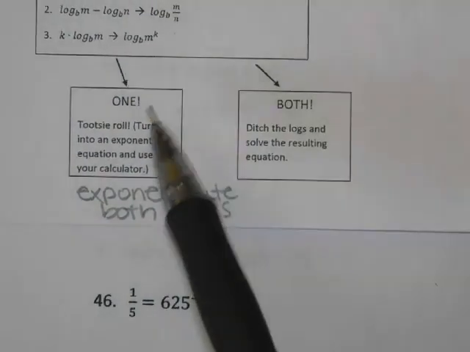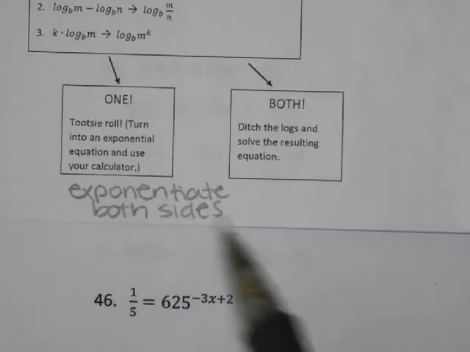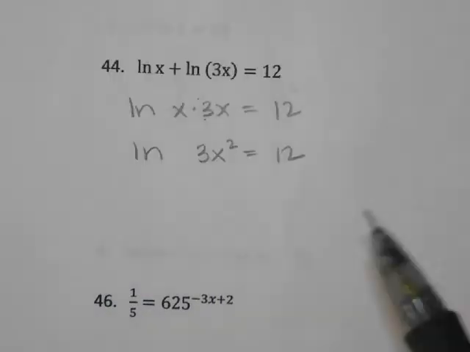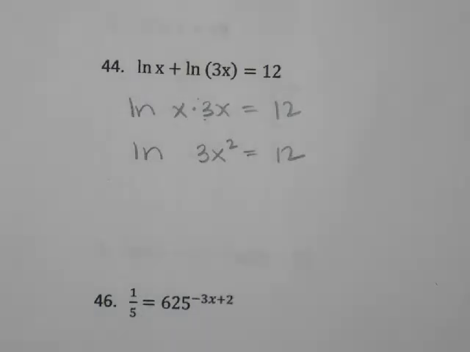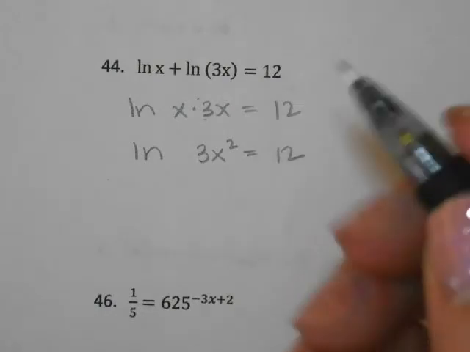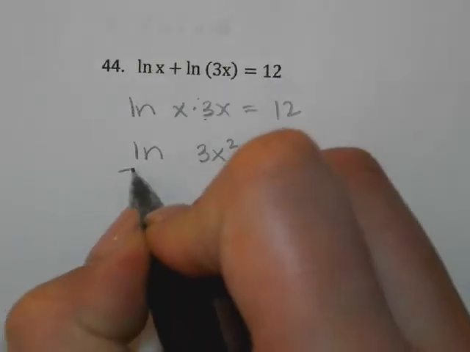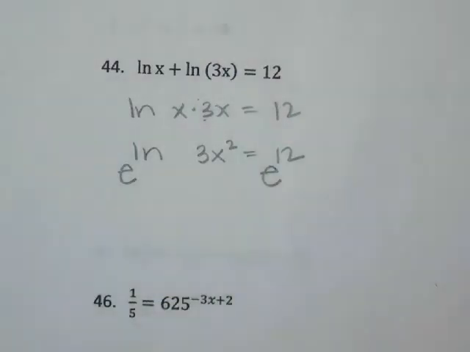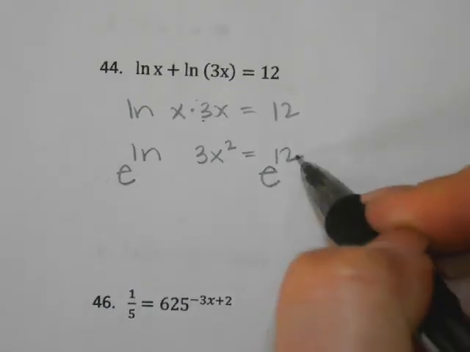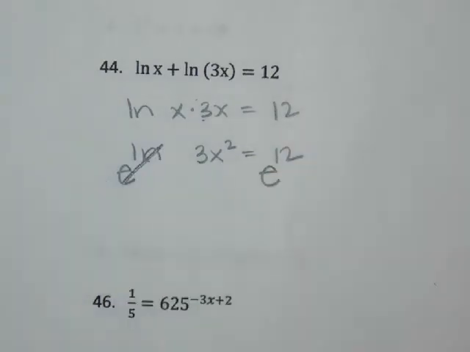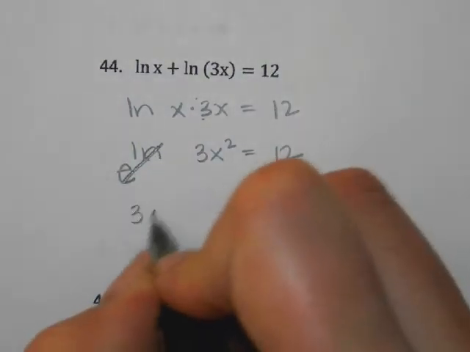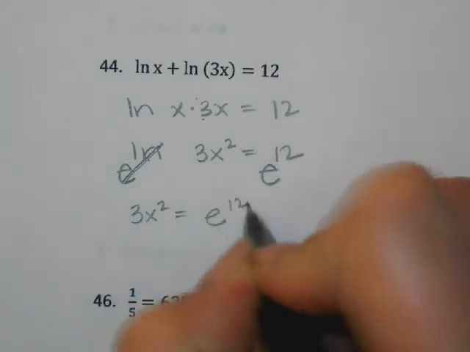So with the log problem, I have a log only on one side. I can Tootsie Roll or I can exponentiate to get rid of the logs. So what base do we use to get rid of an ln? An e. If I were to exponentiate, I would put a base of e on the left side and the right side. So this is e to the 12th, and this is e to the ln of 3x squared. The e and the ln cancel, and we have 3x squared equals e to the 12.